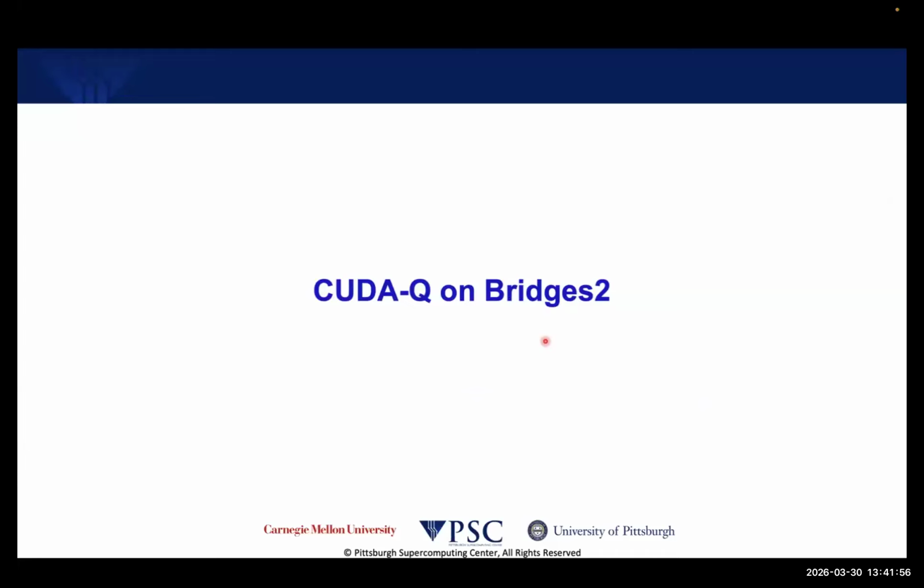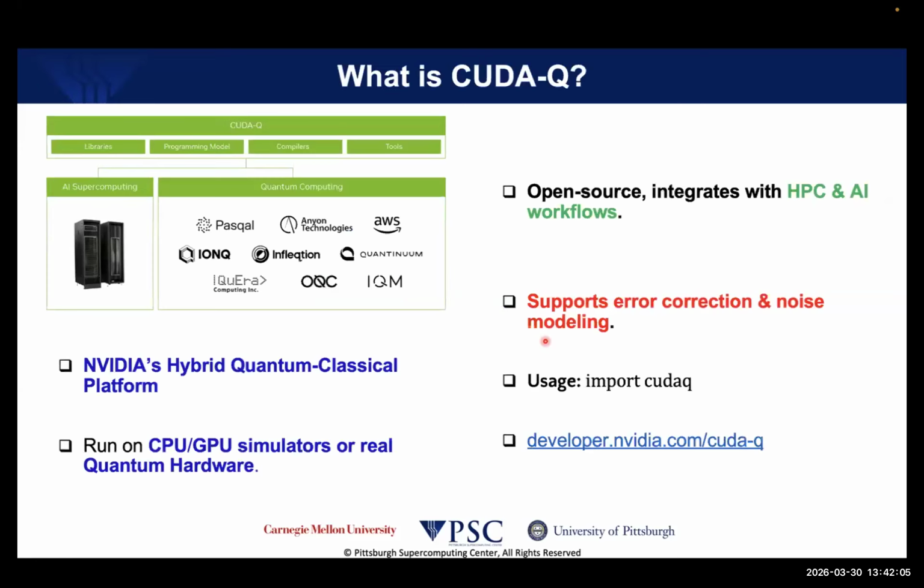So far I have discussed the theoretical description of QAOA. Now I will discuss how to use CUDA-Q on our machine. So first, let me start with what CUDA-Q is. It is simply NVIDIA's hybrid quantum classical platform. So it runs on both classical hardware, CPU and GPU, and on real quantum hardware. So you can access these QPUs if you have accounts and allocations with any of the QPU vendors. You can use those using CUDA-Q.